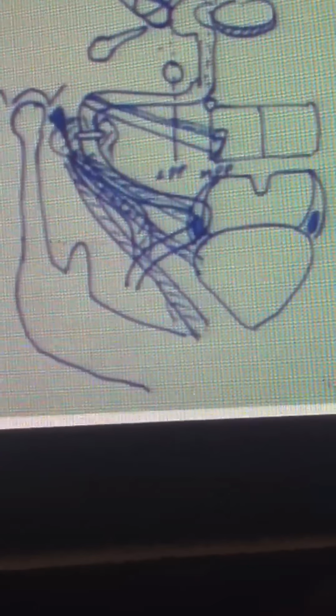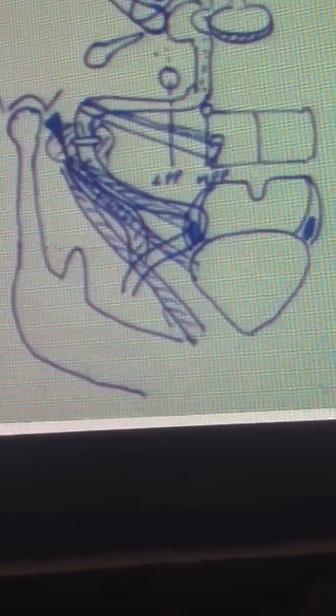And the styloid process and three muscles: stylopharyngeus muscle, styloglossus muscle, stylohyoid muscle. I will tell you the significance in further diagrams. For the time being, just remember that though these are small muscles, they are contributing, they are protecting the great vessels.